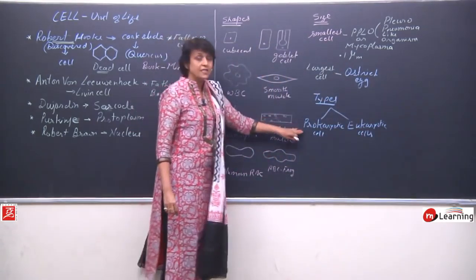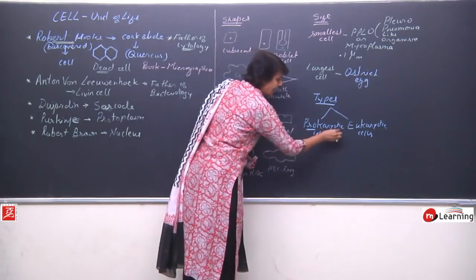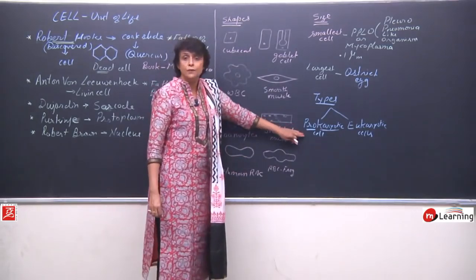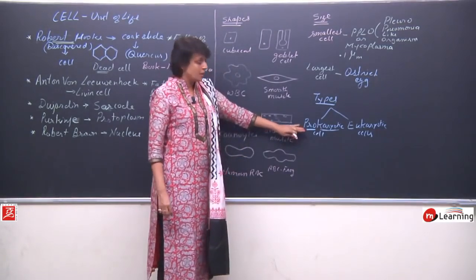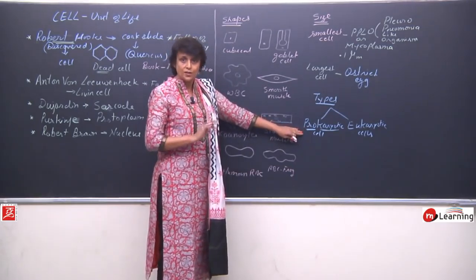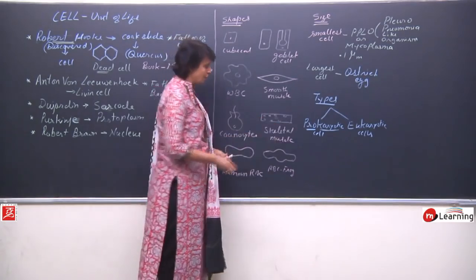The term prokaryotic is derived from two words. Pro means primitive and karyon means nucleus. So these are cells which have a primitive nucleus. Now what is a primitive nucleus? A primitive nucleus is one where there is no membrane surrounding the genetic material. So it is basically naked genetic material which is found in the cell.